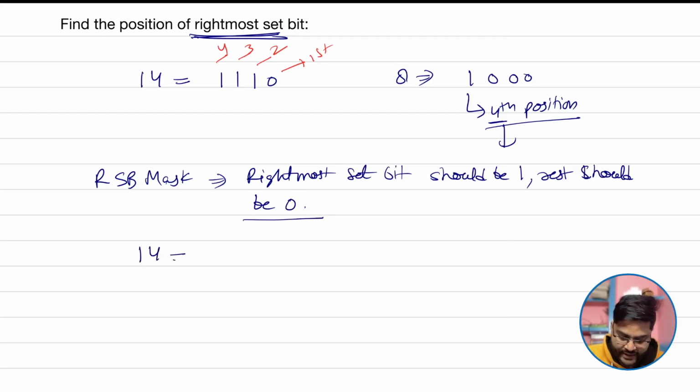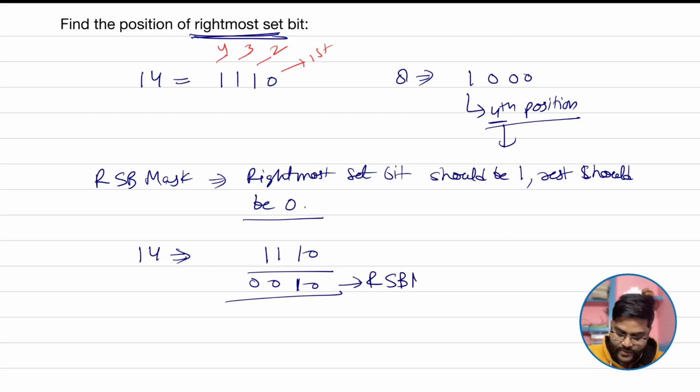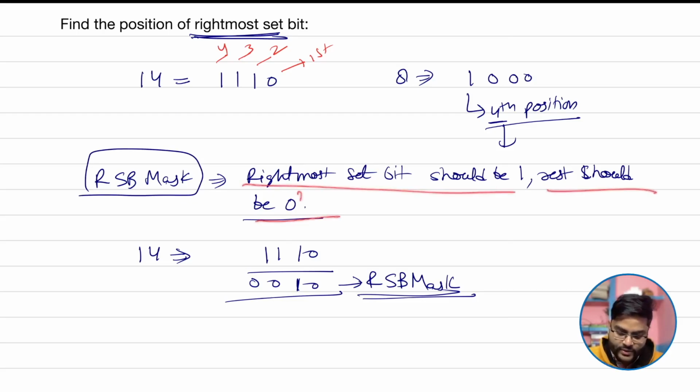What does it mean? If 14 is written as this, and I want to find the rightmost set bit mask, what is my rightmost set bit? This one. So it should be 1 and the rest should be 0. This is nothing but my rightmost set bit mask. This will be used in a lot of problems, that's why I'm telling you. The rightmost set bit should be 1 and the rest should be zeros.